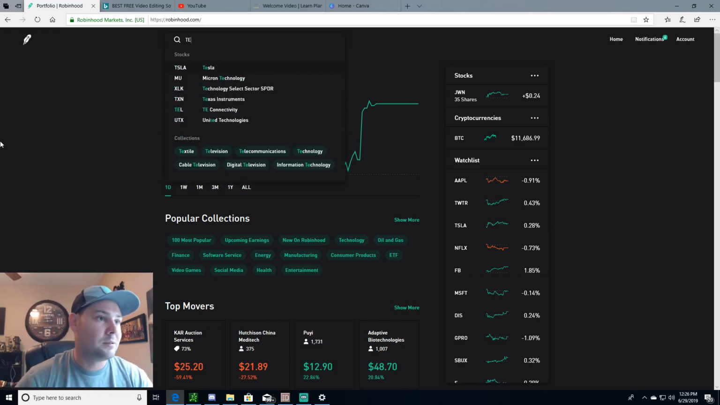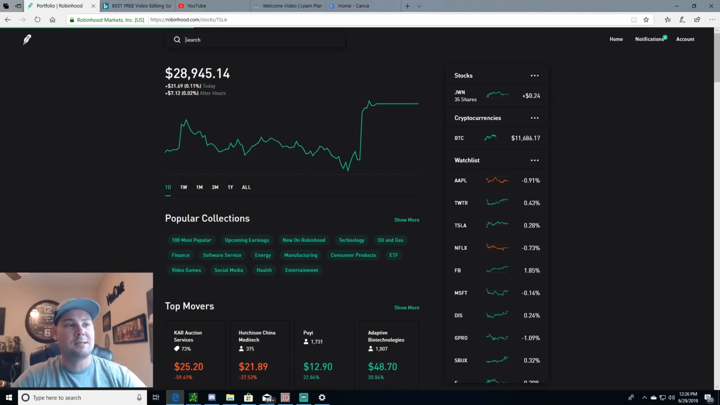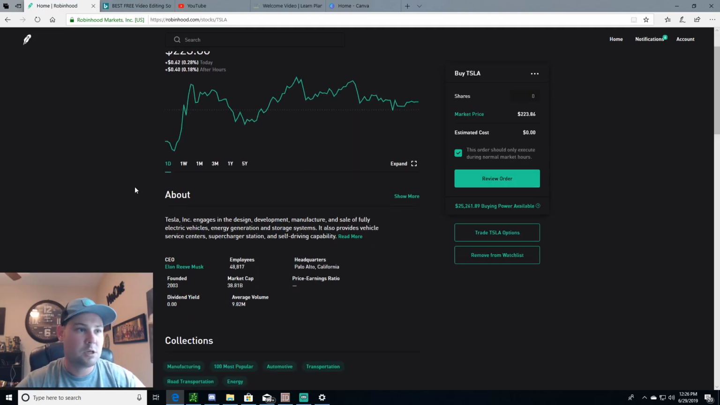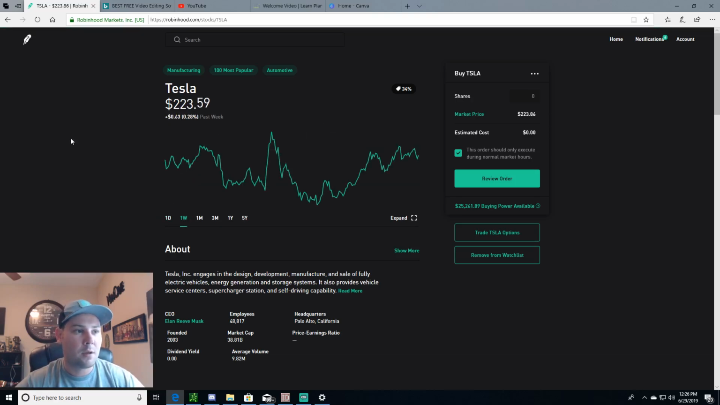I don't know how to spell Tesla. T-E-S-L-A. So you can see the ticker symbol is TSLA. So you can go click on Tesla, there's a chart of one day. You can see in one day what it's been doing. You can go to 1 week. It'll tell you the percent that's up or down. So it's plus 63 cents just over the week. That's only 2.8%. That's not really good.